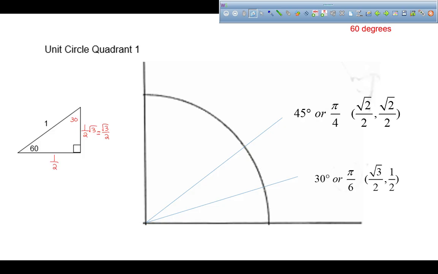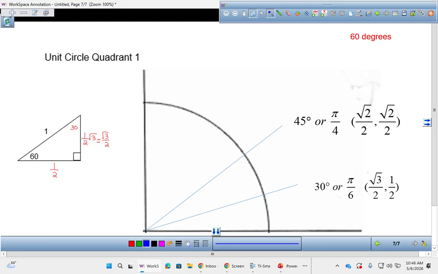And this should be in your notes so far. The last one, the third angle, is 60 degrees. 60 degrees is closer to 90 than 30 is, right? So this last one's going to be just above the 45. So the line that I'm going to draw kind of splits the 45 and the 90, and this is 60 degrees.